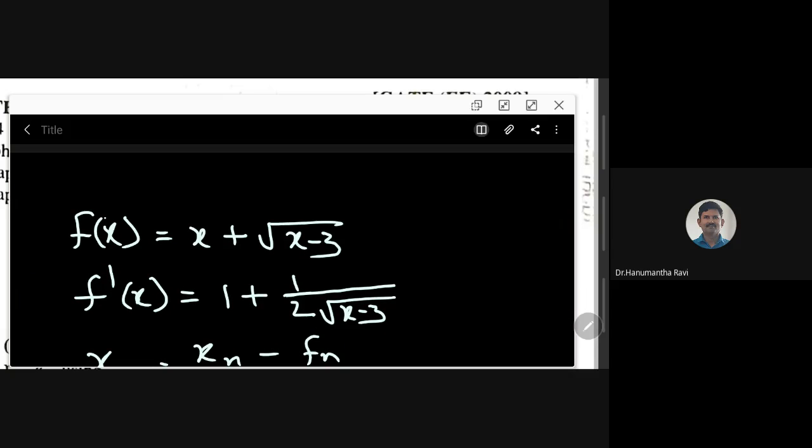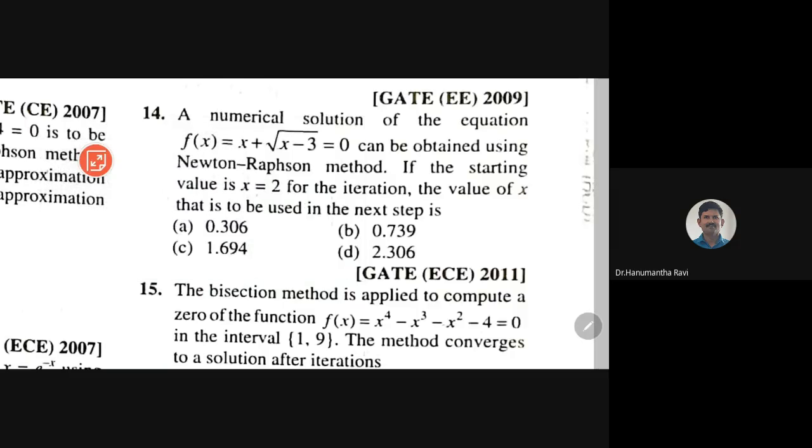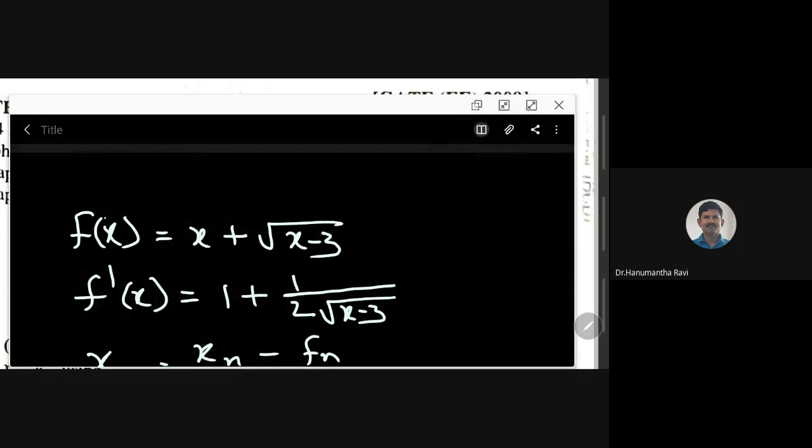Oh, did he say by Newton-Raphson method? Yeah, Newton-Raphson method he is saying. Because if I write 2 there, it becomes 2 minus 3, which means square root of minus 1. You should not choose the initial root as x is equal to 2. That is the problem here. So you cannot choose that.